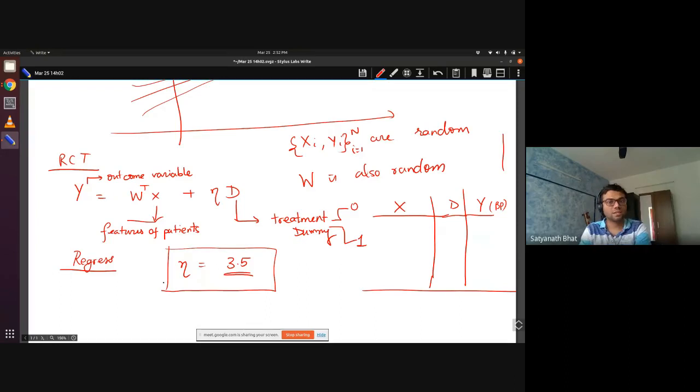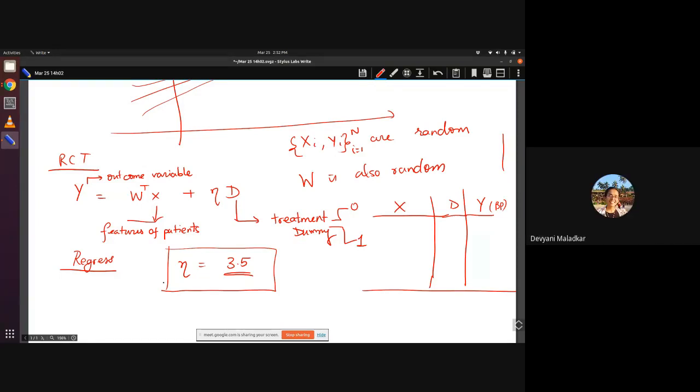Devyani, can we say that this drug is useful? So I'm a little lost. No. What are we trying to do here? What do you mean by we want to control y?